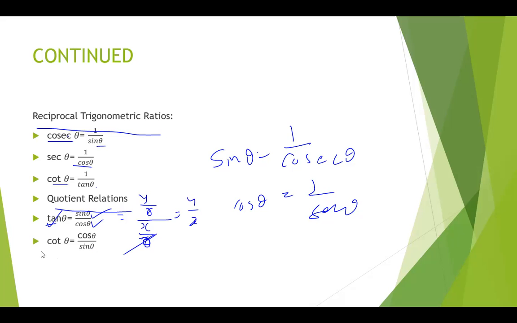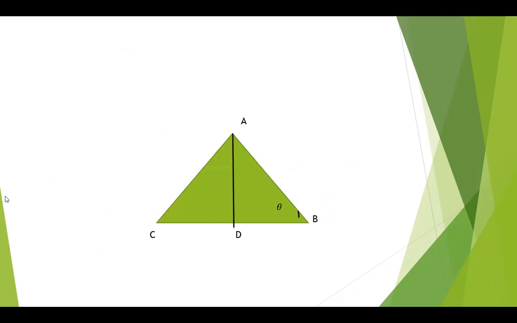Similarly, cot theta is the ratio of cos theta to sin theta, and also it is the reciprocal of tan theta that we have discussed here. Okay. So with this, we have defined all the 6 trigonometric ratios.